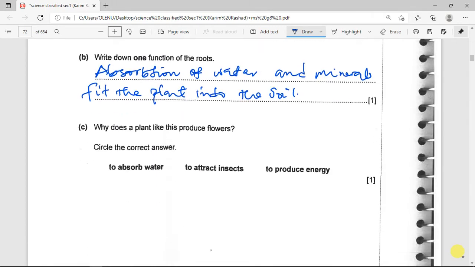Now, why does a plant like this produce flowers? The flower is used in pollination to attract insects. That's all.